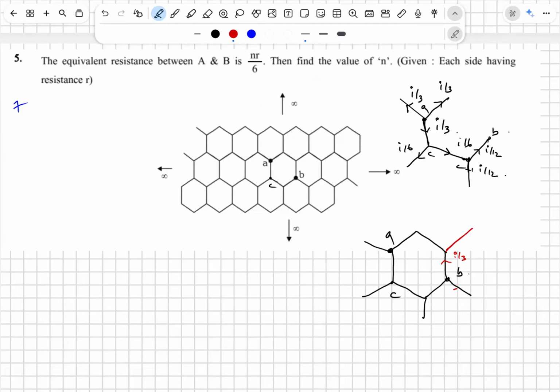I by 3, I by 3, I by 3, I by 6, I by 6, I by 12, I by 12.